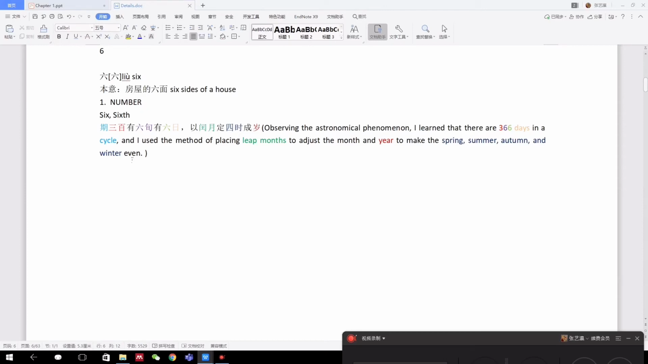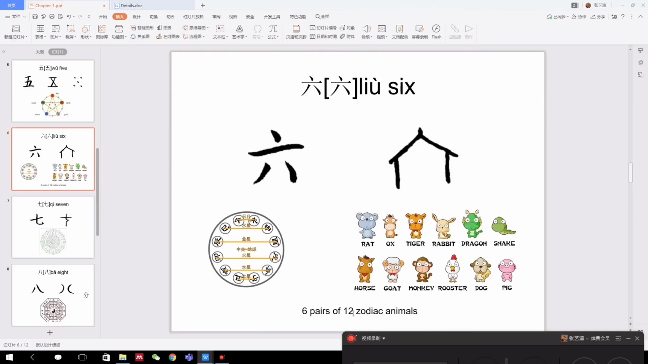Asian people also create some philosophy related to 6, that is 6 pairs of 12 zodiac animals. It is related to every people have an animal of their birth year. But if you don't want other people to know your age, you should not tell them your zodiac animal. For example, me, I will never tell you I'm a dog person.